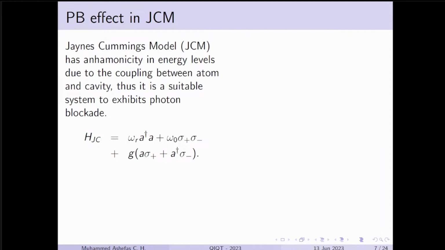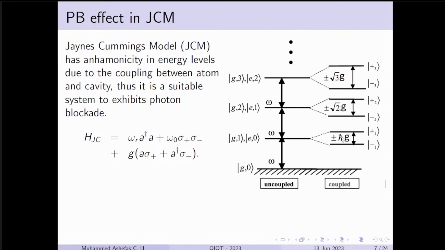So the energy level diagram of the system can be shown here. The left side shows the energy levels of the bare states. The ground bare state is |g,0⟩, where the atom is in the ground state and there are zero photons. Then the first excited state is |g,1⟩, the atom in the ground state with a single photon, or |e,0⟩, the atom in the excited state and no photon present. So both |g,1⟩ and |e,0⟩ can be called the single excitation states.